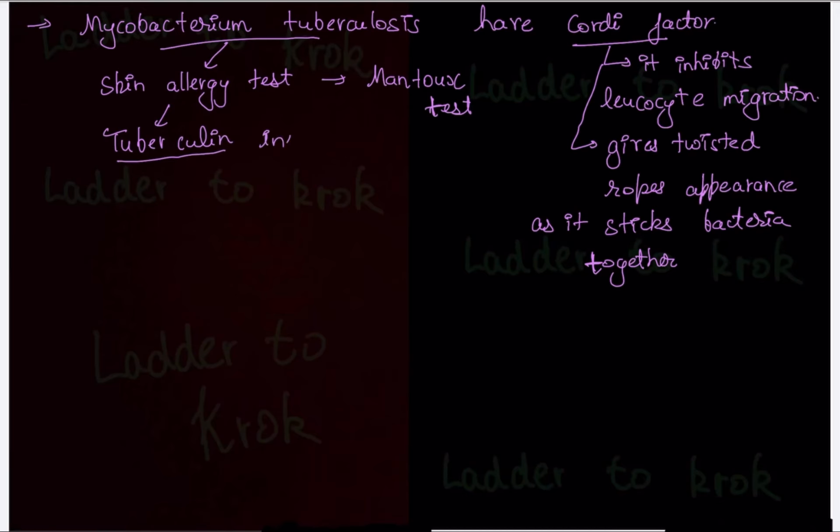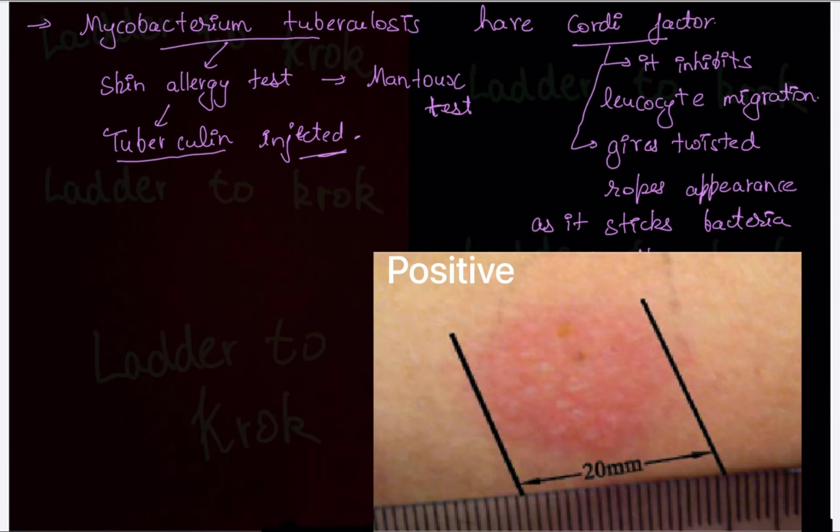Tuberculin is injected in the dermis layer. In a normal person, if the reaction increases by about 20 mm, or you see a red rash, then that means the reaction is happening. So it is our positive test. Otherwise, if the rash is not happening or it is not becoming wider, then immunity is absent.